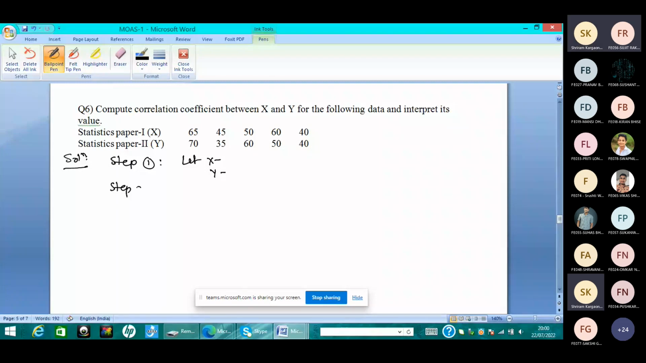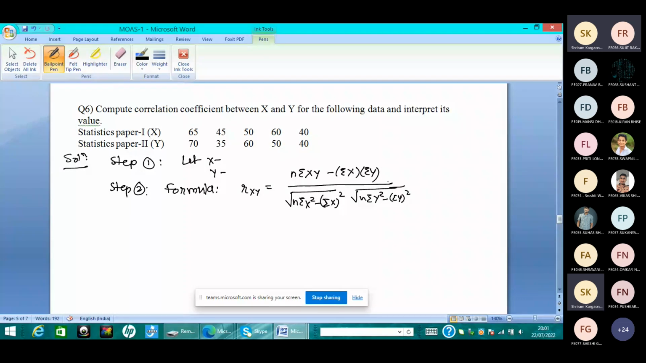For that you must know the formula. There are many ways. We have seen that there are many formulas, right? But I will suggest that you use this one. It will give you the direct formula: n summation xy minus summation x summation y upon the square root of n summation x square minus summation x whole square and n summation y square minus summation y whole square.